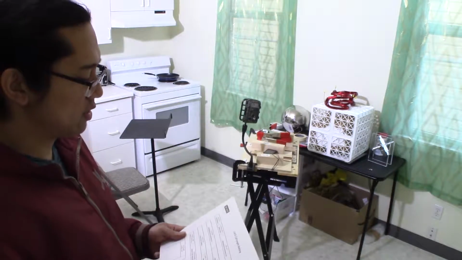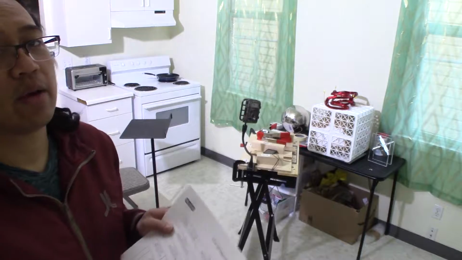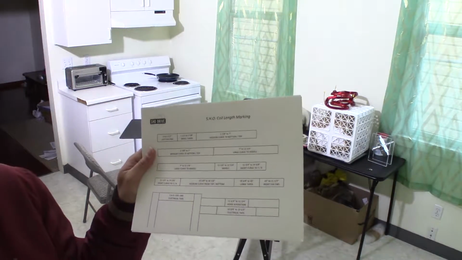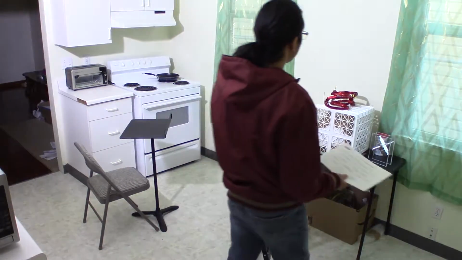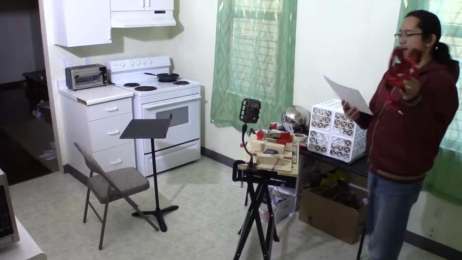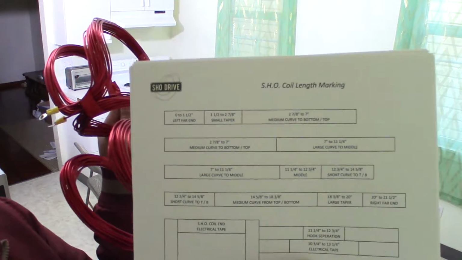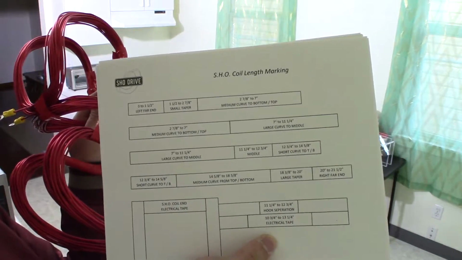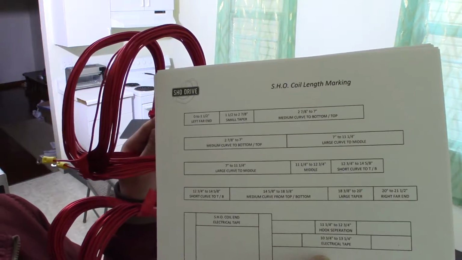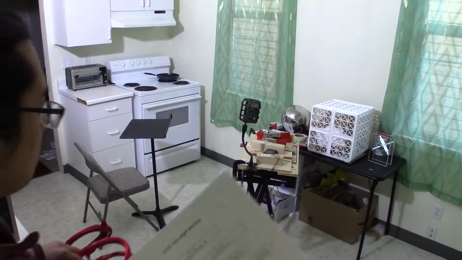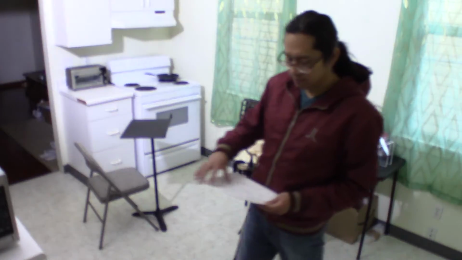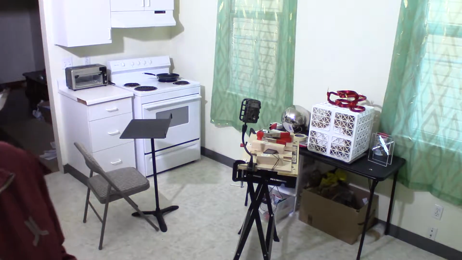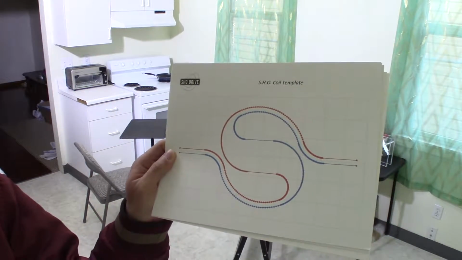This is the no editing policy. It's awesome. So you just get to see everything. So anyway, this is the S.H.O coil length marking. This will be used to help fold the S.H.O coils properly. Different lengths of the S.H.O coils need to be folded at different amounts, so I've made this template to help me do that. It's based upon an updated S.H.O coil rendering on the computer. So this is what it looks like. S.H.O coil template.